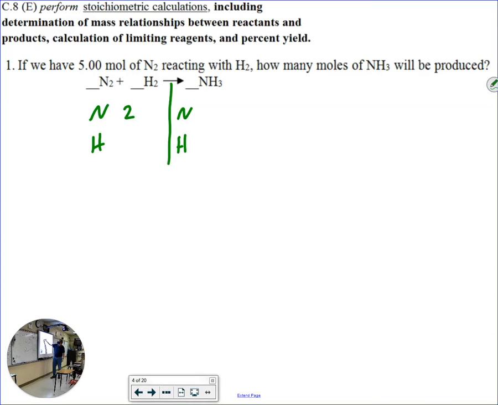I'm starting off with 2 of those, 1 of those, and 3 of those. So I think I need to put a 2 here, 6 of those, and that fixes it, right?